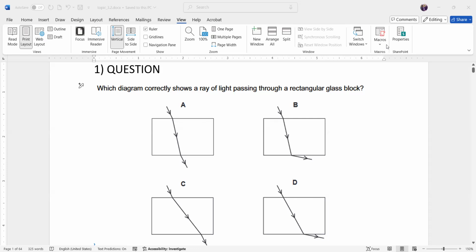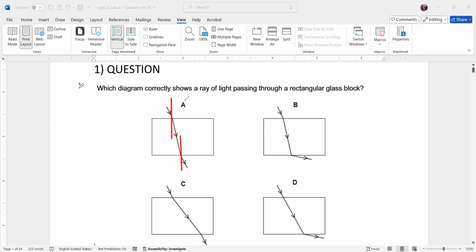So which diagram correctly shows a ray of light passing through a rectangular glass block? When we check option A, the light moves from air to glass. If we draw the normal, a dotted line or a continuous line, you can see it bends towards the normal, moving from air to glass. And moving from glass to air, it bends away from the normal. So A should be the right answer.